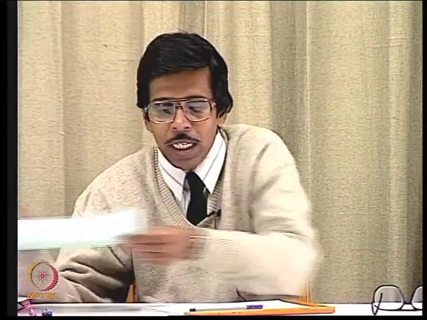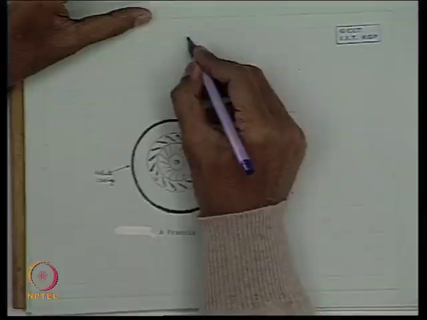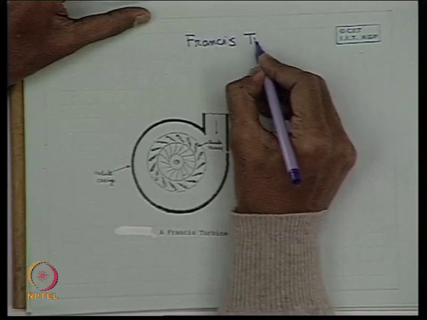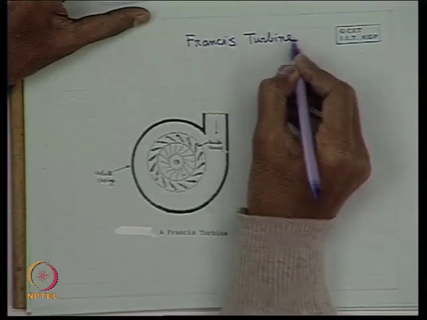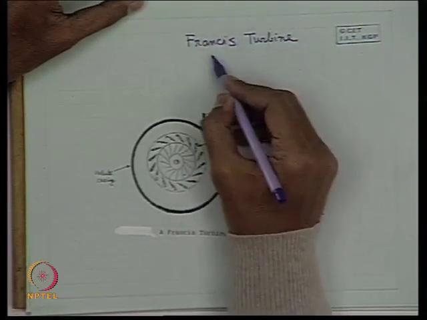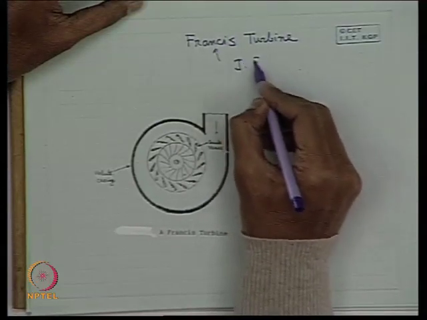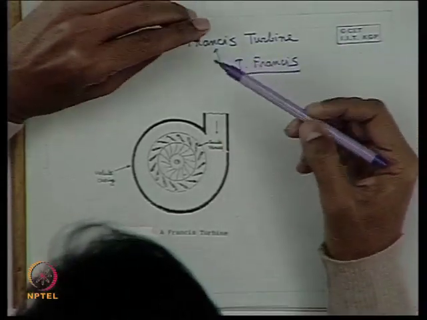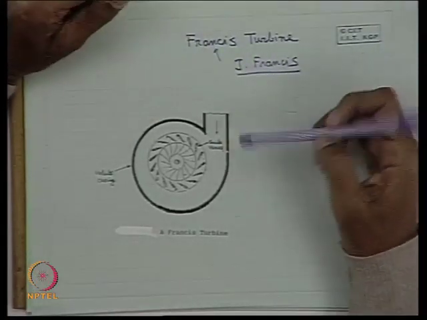Now, the most popular type of reaction machine in the field of hydraulic machines is known as the Francis turbine, which was first developed by an American engineer, J. Francis. So the first reaction type hydraulic turbine was developed by J. Francis, an American engineer, and is known as the Francis turbine. It is typically a radial flow turbine.